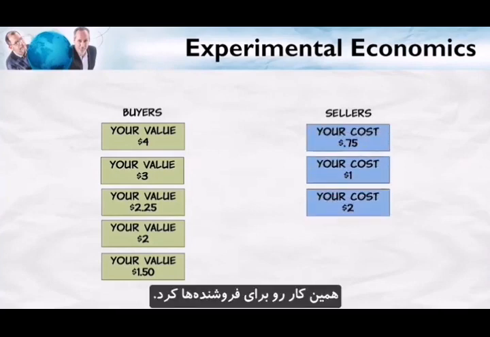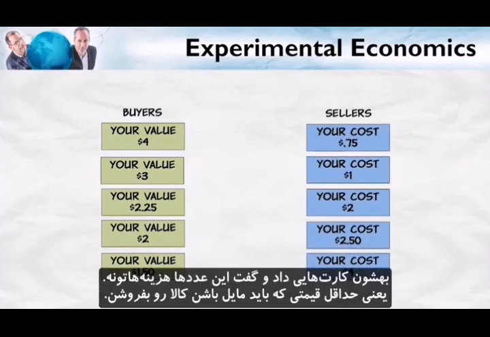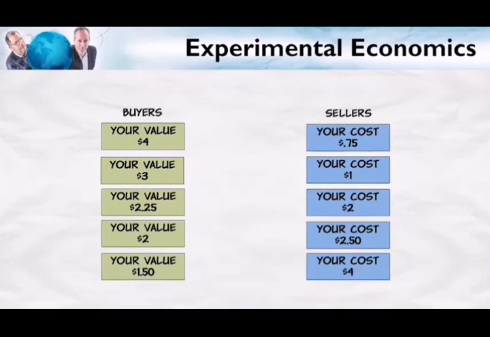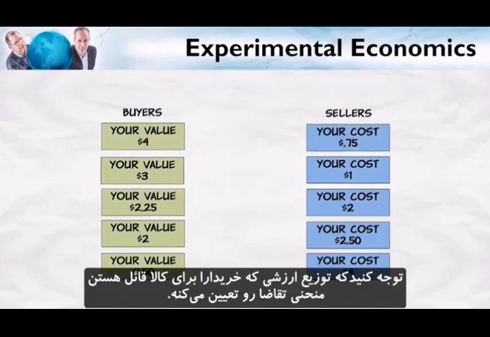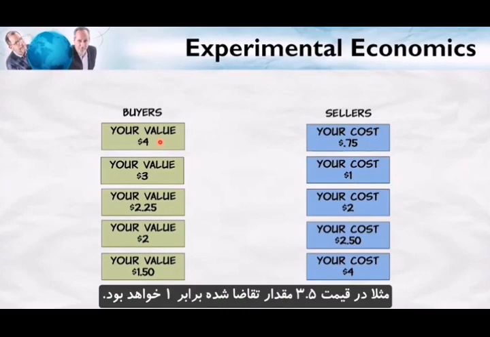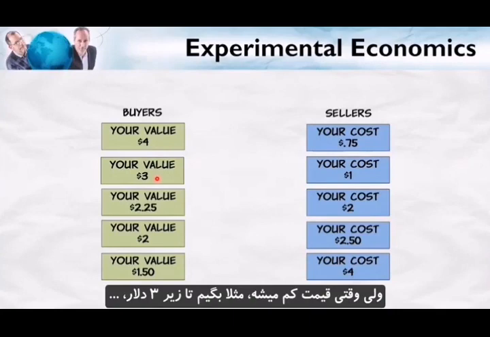He then did the same thing for sellers, giving them cards which told them their costs, the minimum price at which they would be willing to sell the good. Notice that the distribution of buyer values determines a demand curve. At a price of $3.50, for example, the quantity demanded would be 1. But as the price falls to, let's say, just below $3, the quantity demanded would increase to 2.